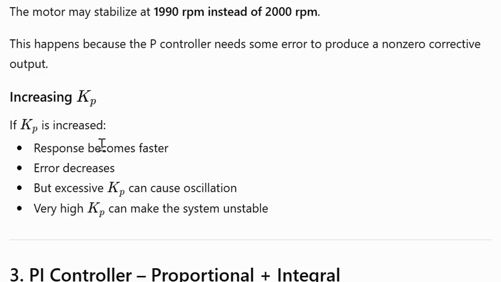Okay, so if KP is increased, the response becomes faster and the error also decreases. But excessive KP may lead to oscillation in the output. So a very high KP makes the controller output oscillate, which makes the system unstable.